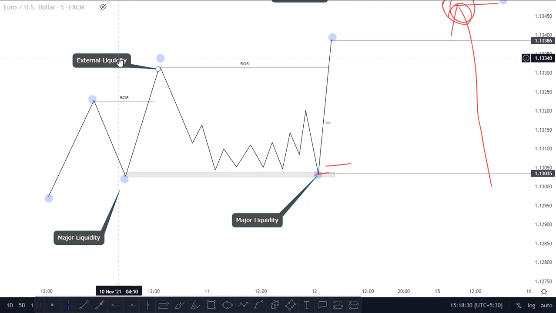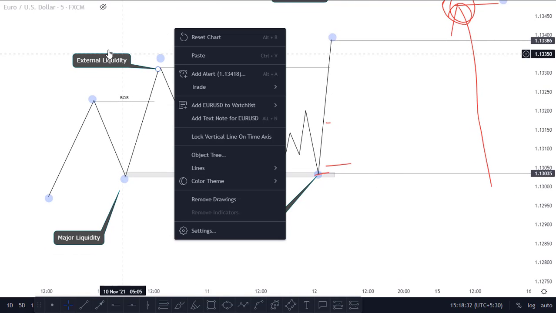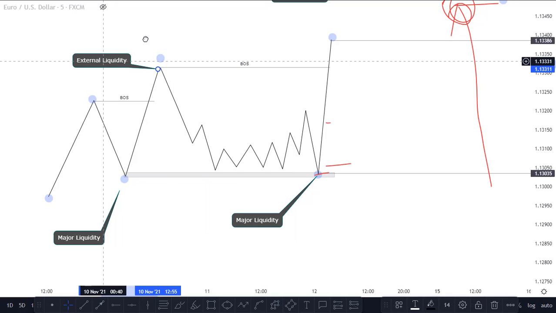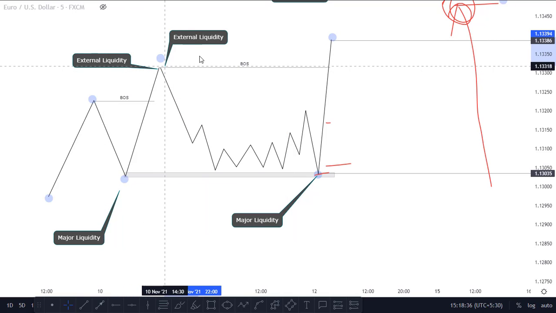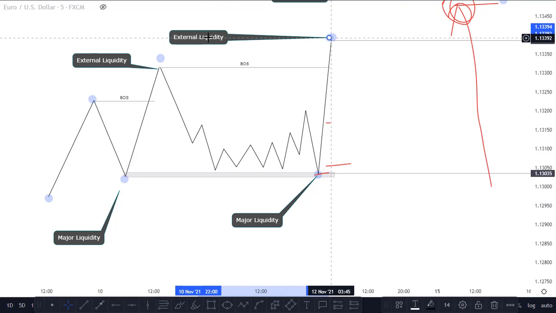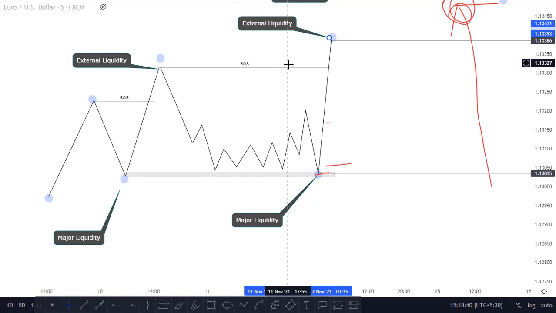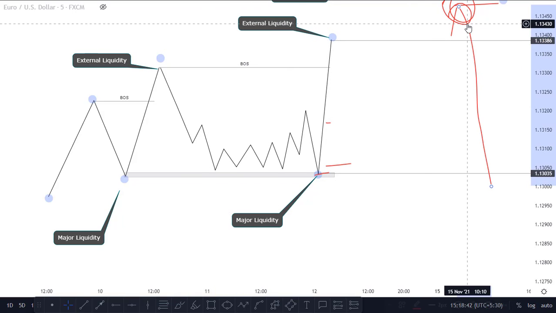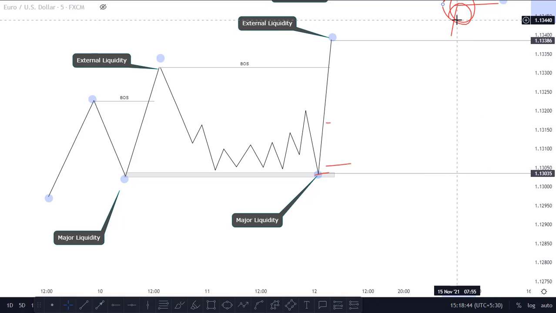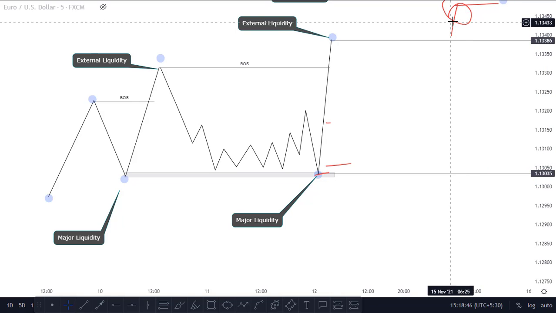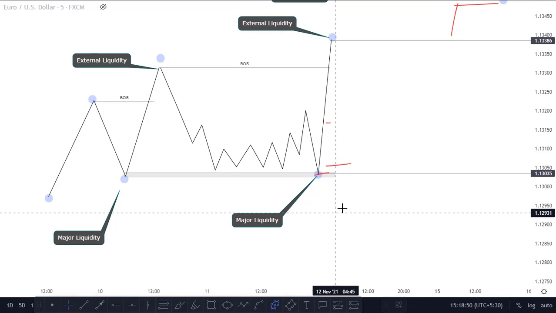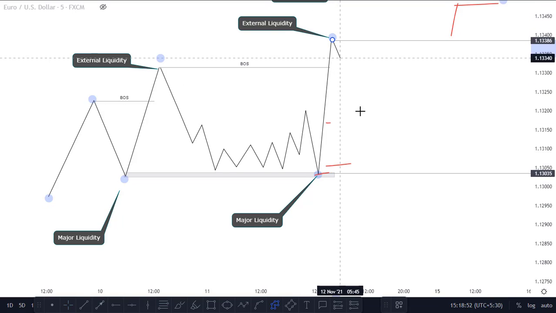Until market proves that, this high will become our future external liquidity that will be taken. The market will be targeting it after creating a pullback. After creating a pullback, that will be the external target.